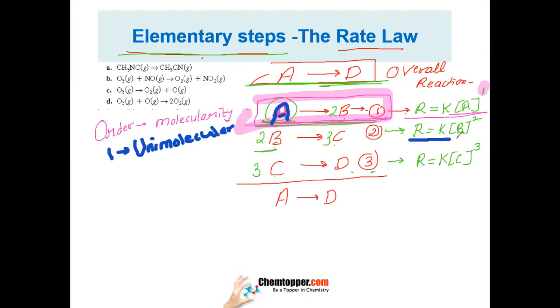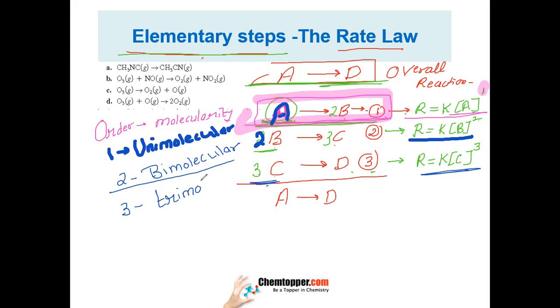Now what's the order here for step 2? Yes, Azuni, what's the order? 2. So if it is 2, we call it bimolecular. Bimolecular means order is 2. When it is 3, we call it trimolecular. 4, tetramolecular, like this. So what's the molecularity from the elementary step?